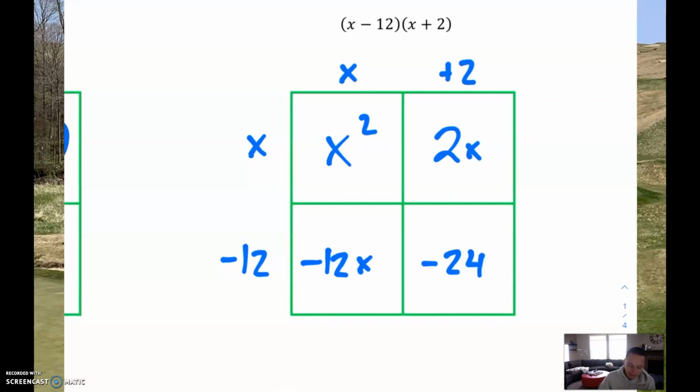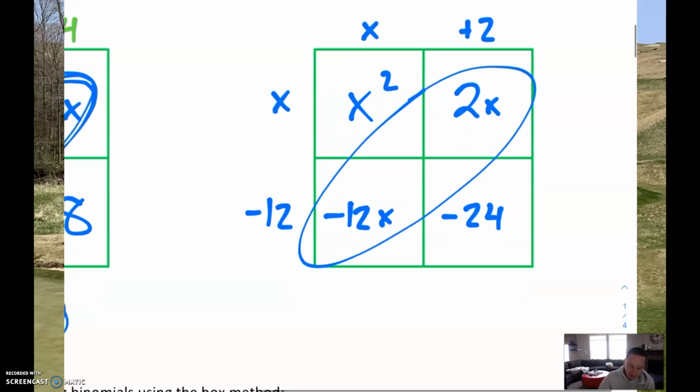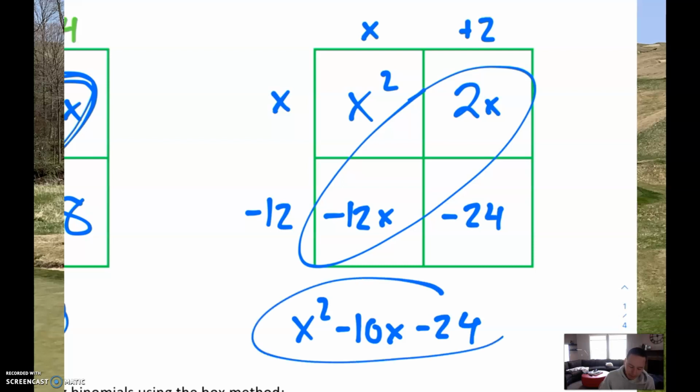And once again, we are going to combine these like terms. They're both just x's, so we're going to combine them together. And when we do that, we have the x squared by itself. 2x minus 12x, if you combine those together, becomes a minus 10x. And then at the end, we have minus 24. And there's your final simplified answer.